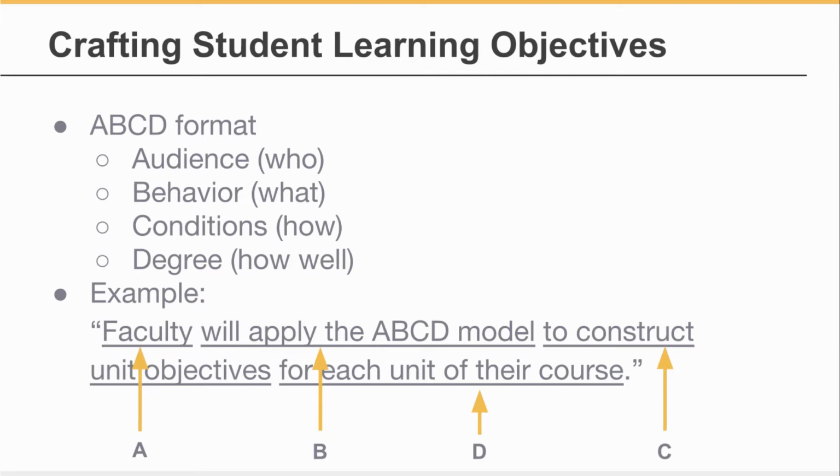Let's look at an example of the A-B-C-D format. Here I have put together an objective. Faculty will apply the ABCD model to construct unit objectives for each unit of their course. I have shown here the different components of the ABCD format that are present in this statement. In this case, the audience are faculty members who are watching this video. The behavior I want to see is that they will apply the ABCD model. The condition is that I want them to construct unit objectives. And the degree is that I want them to construct objectives for each unit of their course.